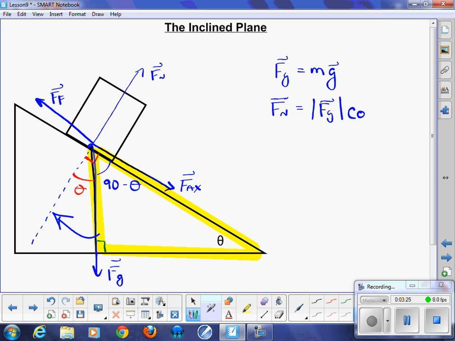It's because it is the value that is connected kind of to your x-axis when you did your vector notation. So normal force is calculated with that. And our FAX, force down the incline, is force due to gravity times sine theta.